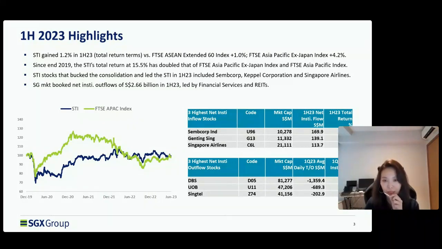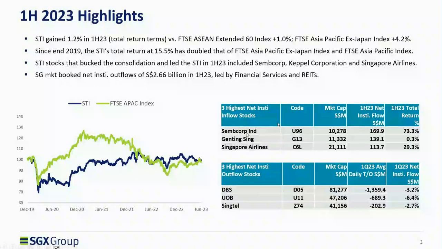So if we're coming back to the data itself, right? First half of the year, there are some stocks that saw high institutional flows. Sembcorp Industries, Genting Singapore, Singapore Airlines, they had the highest net institutional inflows. Genting and SIA definitely aligned with the reopening theme that we have been seeing and also going into next year. So for example, Changi Airport has seen record flows in June, and they're expecting that to continue into next year, especially with the opening of China.